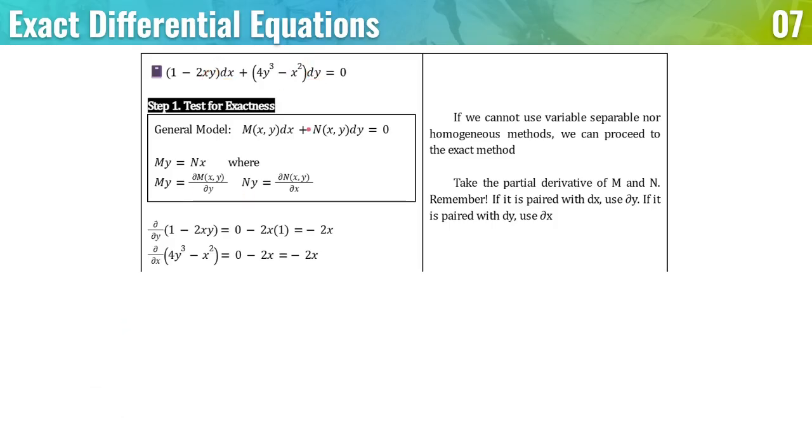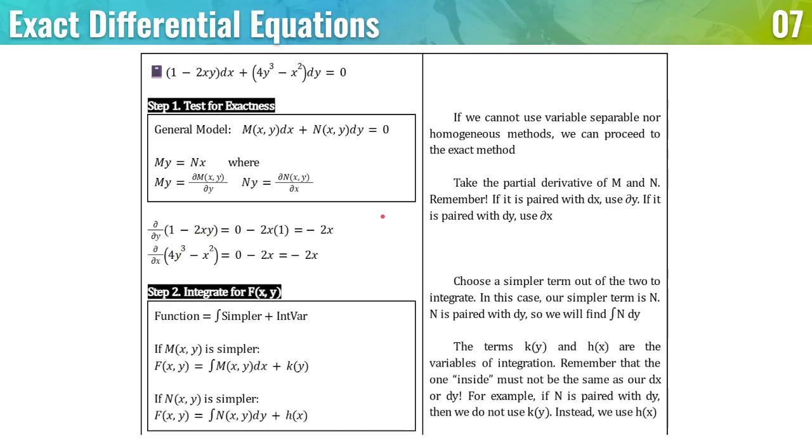So getting the partial derivative of both of them, we remove the things that we don't need. So here in the partial derivative with respect to y, we're only interested in y, so this becomes 1. And then the rest of it is treated like a constant. So this one, negative x squared, is going to become negative 2x. So if these are the same, then we can say that it is exact.